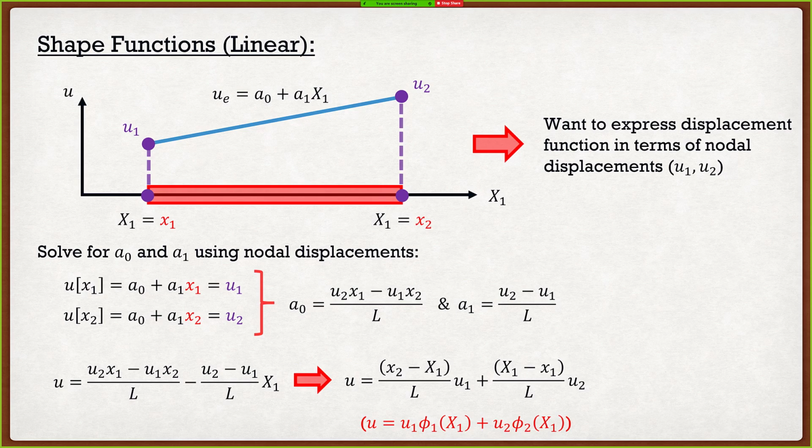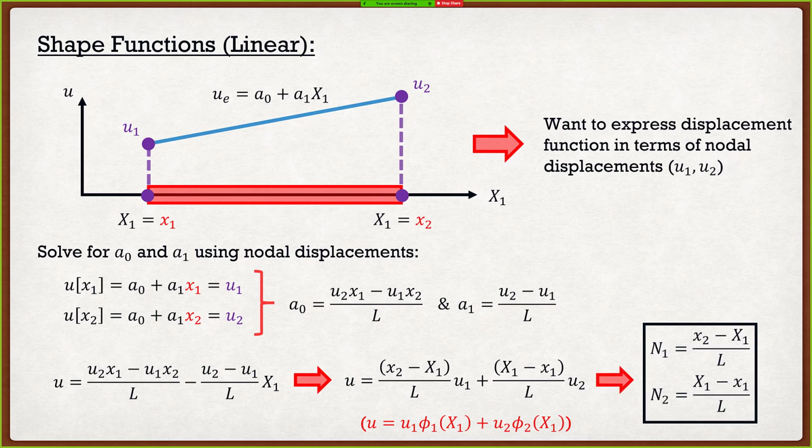Usually our shape functions were x1, x1 squared, x1 cubed, etc. Now they take on this form, where n1 is equal to x2 minus x1 divided by L, and n2 is equal to x1 minus small x1 divided by L. Those are just the coefficients in front of u1 and u2, and these are called our shape functions. You'll be saying, all right Clayton, what exactly do these shape functions look like?